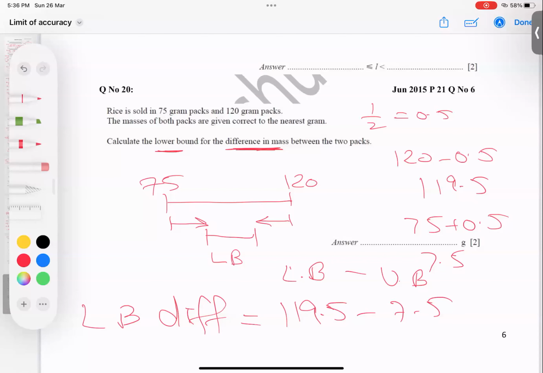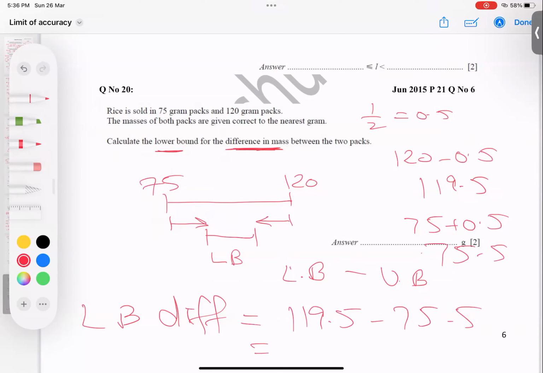Sorry students, there's a mistake here. 70 is not 7.5. Wait a minute, I will make the correction. This is one mistake I made in a hurry, and this is 75.5. So this is why it is 119.5 minus 75.5. I repeat my words, one minute please. I write again, 119.5 minus 75.5. I think now you can find the difference easily, and the question is completely finished now.